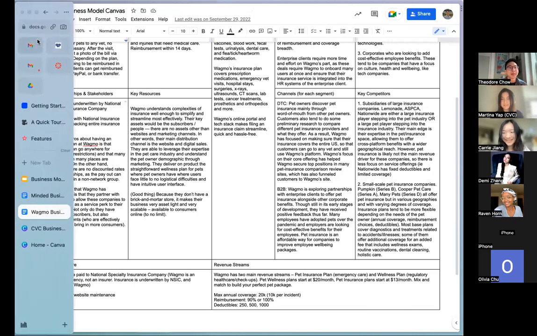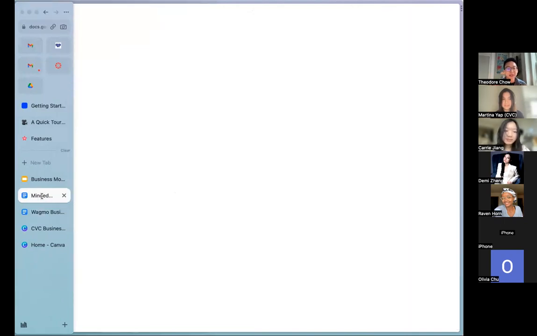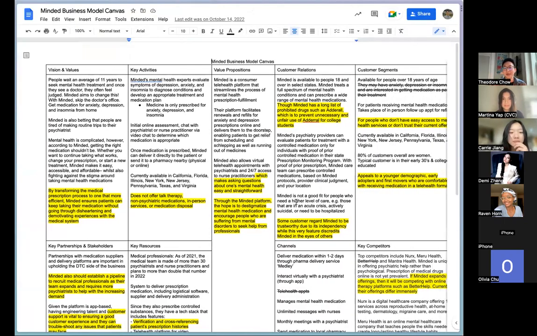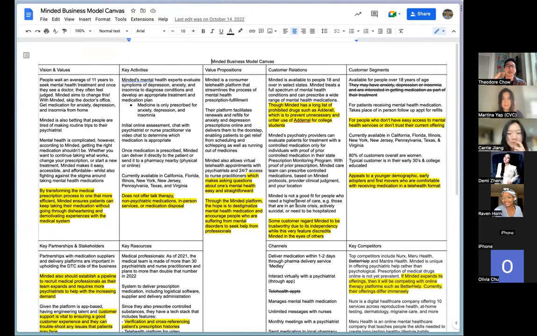Nice. Okay, so this is another business model canvas that I put together really quickly. This is Minded. It's essentially a mental health startup. It's a real startup in their Series A funding.